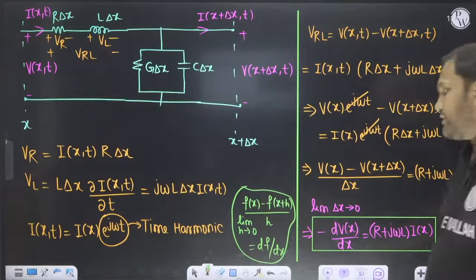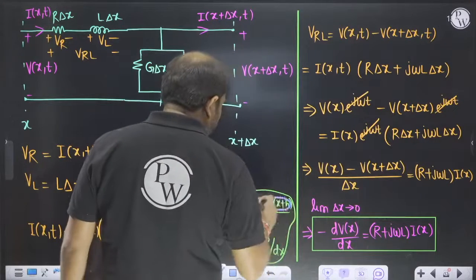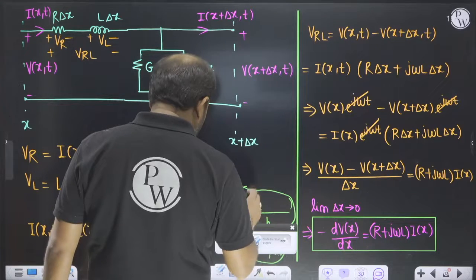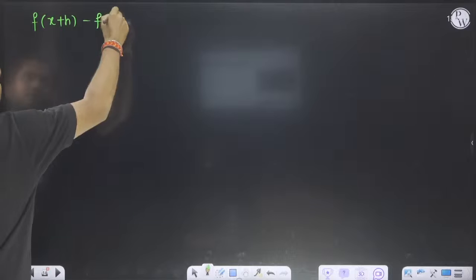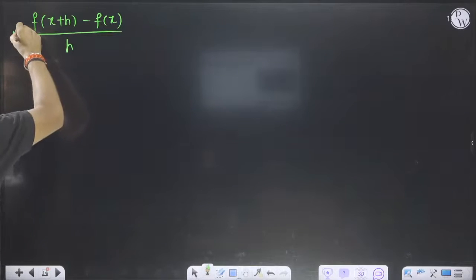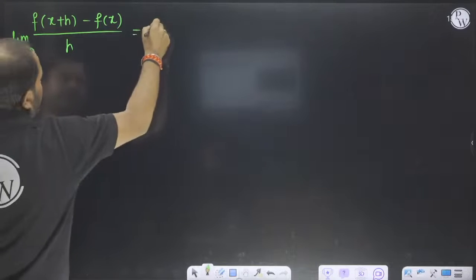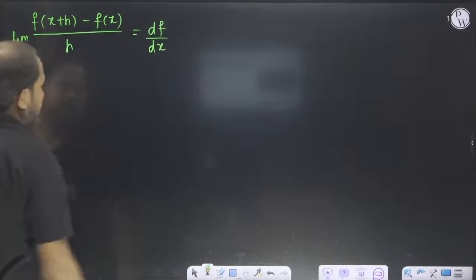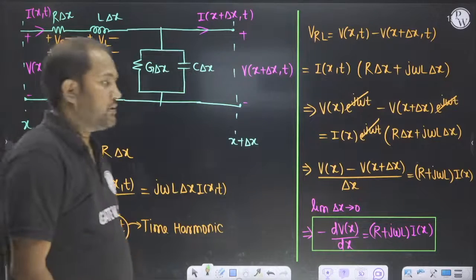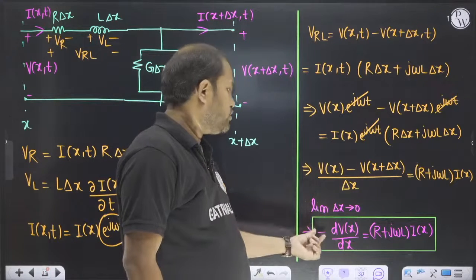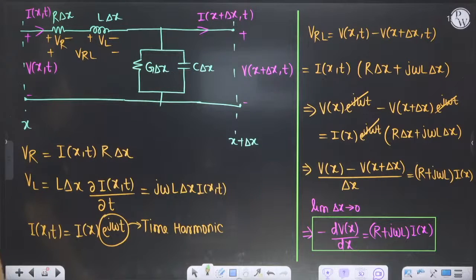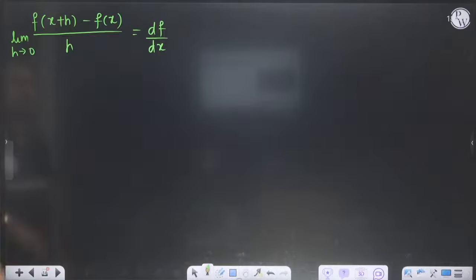As we know, f(x plus h) minus f(x), what will it be? You have studied in 12th class also that f(x plus h) minus f(x) divided by h, limit h tends to 0, is df by dx. So like that we have derived f(x plus h) minus f(x) divided by h. I will take minus common, so minus dv by dx, like that it will be. So this is the derivation.